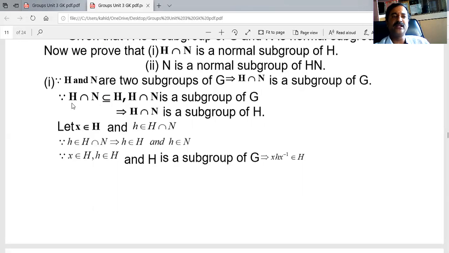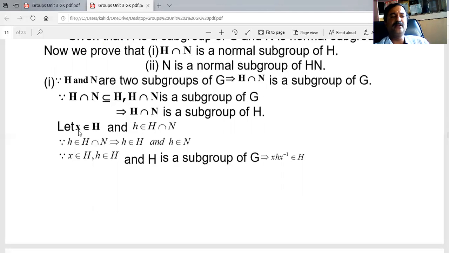We know that H intersection N is contained in H and also in N. Now I am using that H intersection N is contained in H. H is a subgroup, H intersection N is a subgroup, and H intersection N is contained in H. That means we can say that H intersection N is a subgroup of H. But we want to prove that H intersection N is a normal subgroup of H, so we want to prove the normal condition.